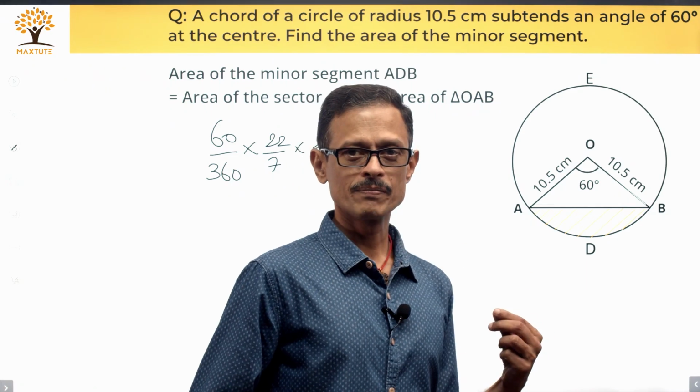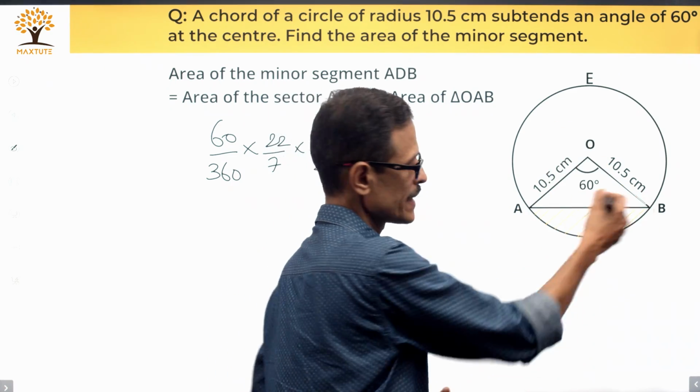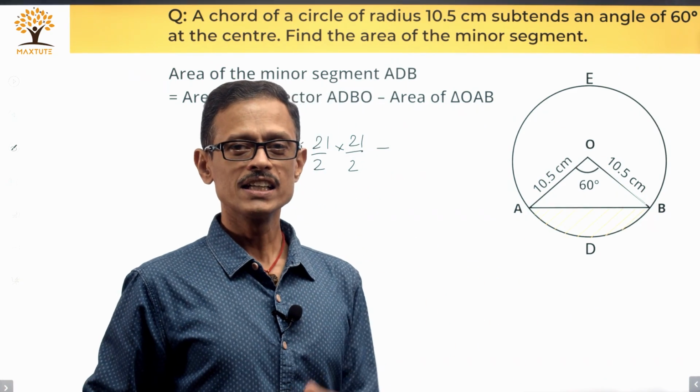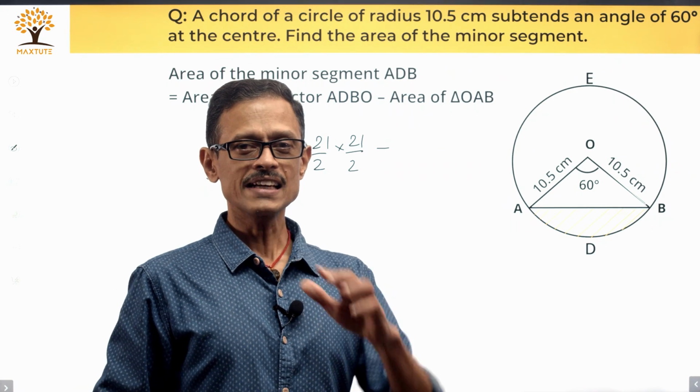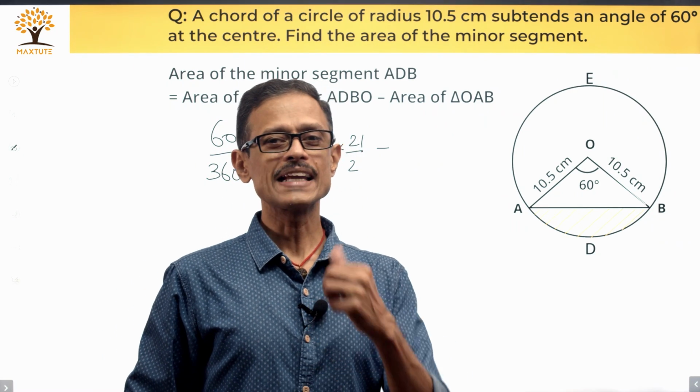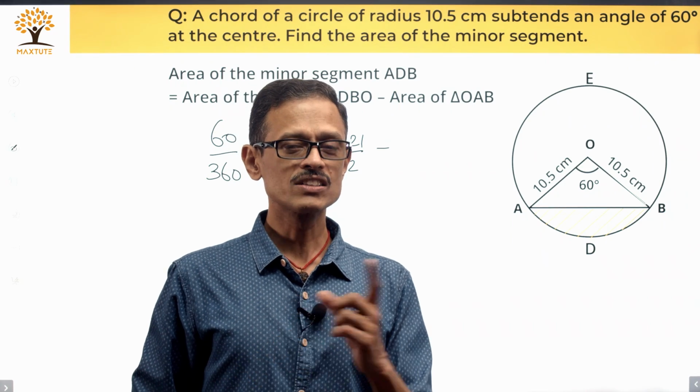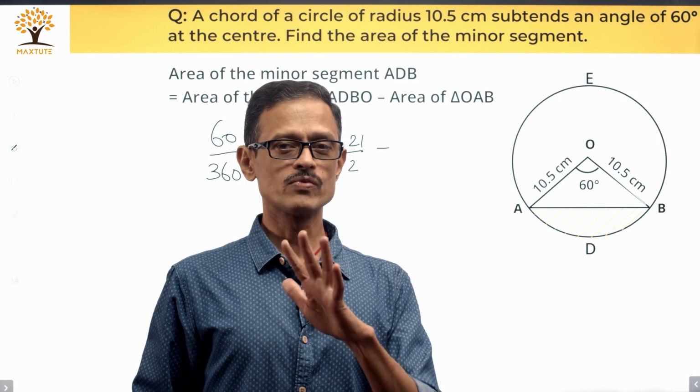What kind of a triangle is it? OA is radius, OB is radius. These two are two sides of the triangle. If two sides of a triangle measure the same, the triangle is definitely an isosceles triangle. It could end up becoming an equilateral triangle if the third side is also equal. Let us just verify that.